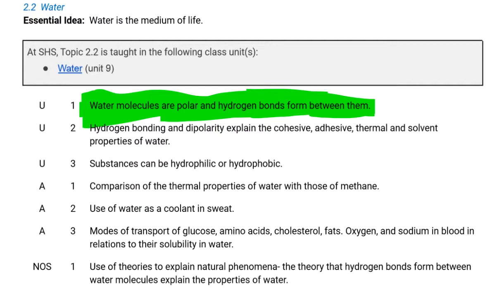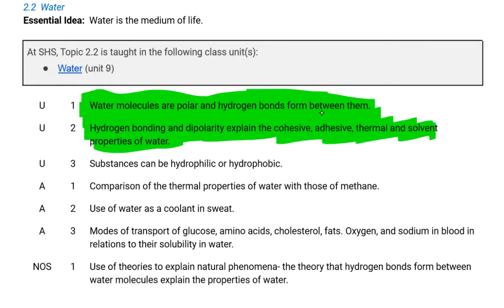This is true because the hydrogens are partially positive, whereas oxygen is partially negative, and this allows water molecules to align where the partially negative and partially positive are next to each other. Attraction, boom, we have the hydrogen bond. Hydrogen bonds are really strong, and that helps explain cohesive, adhesive, thermal, and solvent properties of water.